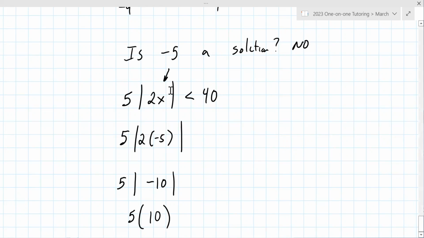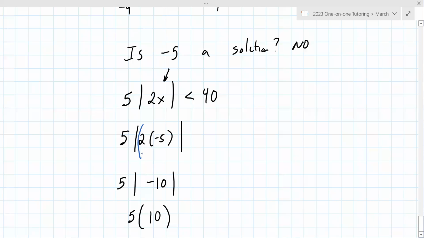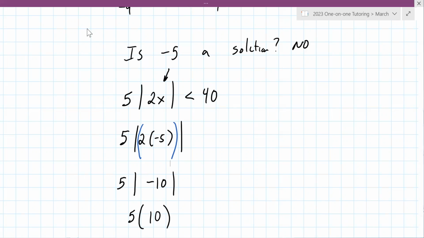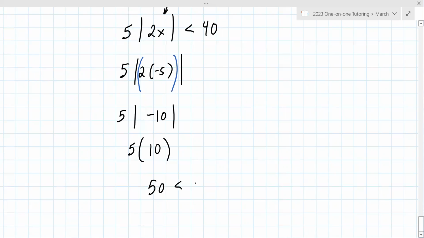So you substitute in first. Then you do the part inside the absolute value. There's actually parentheses inside the absolute value, they're just never written. You're supposed to do that first, which you did. Then you take the absolute value of it. When you take the absolute value, it always returns positive. What is 5 times 10? 50. Is 50 less than 40?